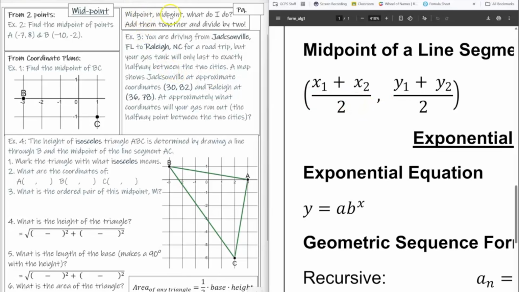My song says, midpoint, midpoint, what do I do? Add them together and divide by 2. All right, so you're going to say it with me. Midpoint, midpoint, what do I do? Add them together and divide by 2.